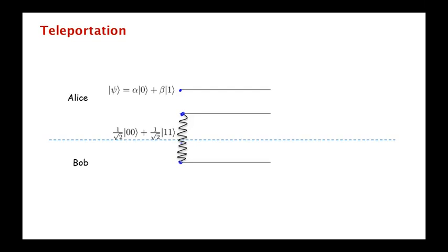Once we are done with doing the rotation to our satisfaction, then we do a teleportation protocol, and lo and behold, the qubit reappears on Bob's side, properly rotated. Okay, that's the idea, at least, behind computation by teleportation.